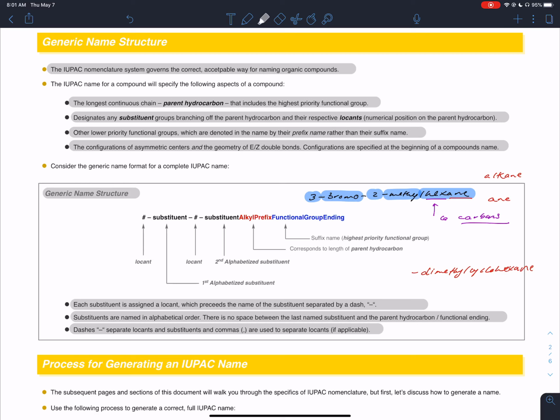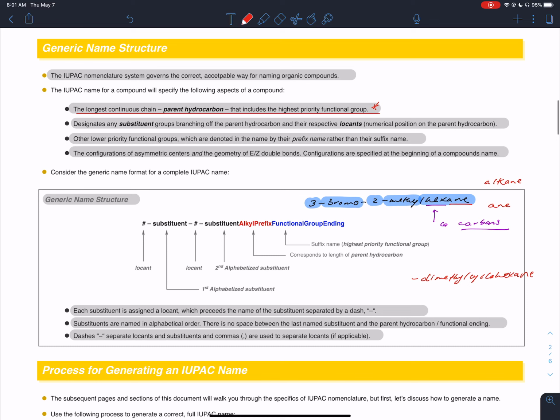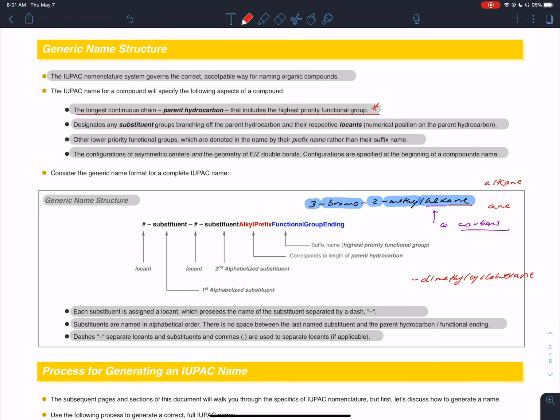And remember that parent hydrocarbon, the longest continuous chain, it must possess the highest priority functional group. And that's an idea that I'm going to keep on coming back to in IUPAC nomenclature, because I find that it is not stressed enough in most resources. So hang tight, keep on watching these videos. We're going to go through then the process of generating a name. I know I just threw out a random name example here, but we're going to go through the process and then through the nuances of nomenclature in subsequent videos.